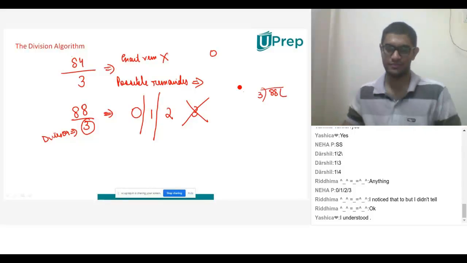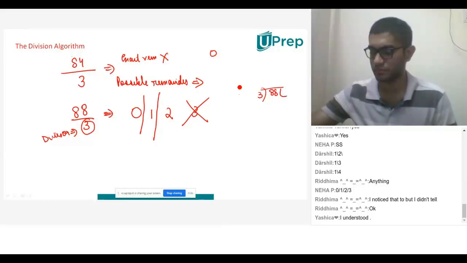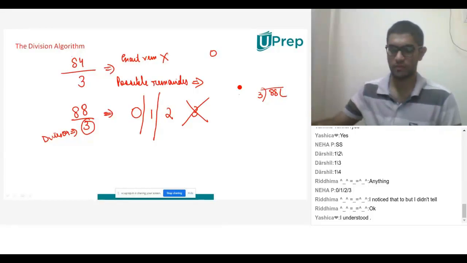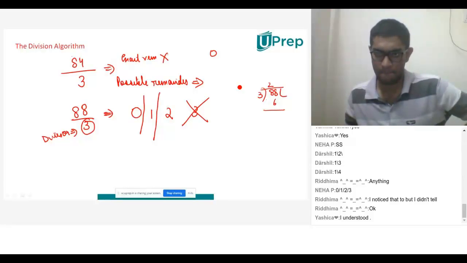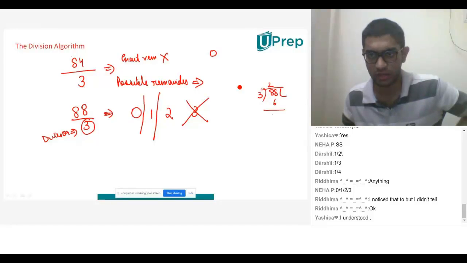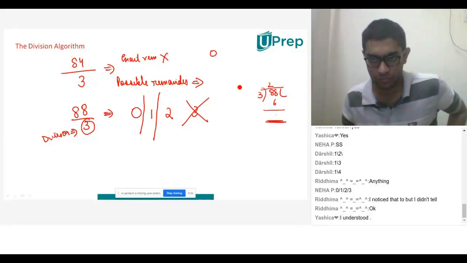Tell me how you're going to divide this. So, we need to write 2 on top of the first 8, because 3 2s are 6. Then we subtract it from 6, which gives us 2. Then we bring the 8 here. And then 9 on top of the second 8.